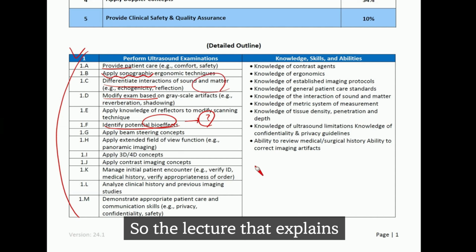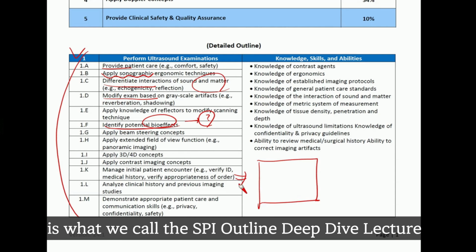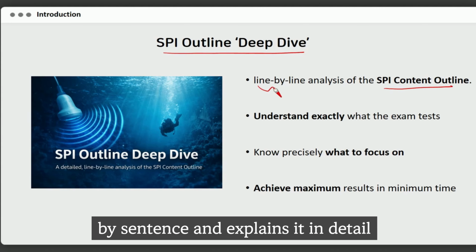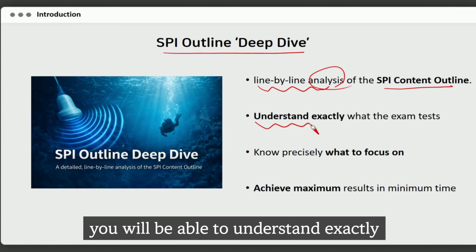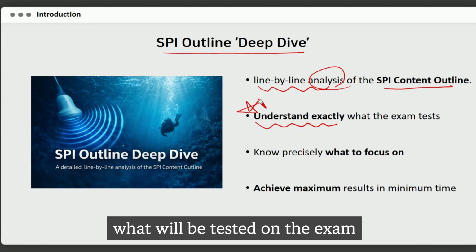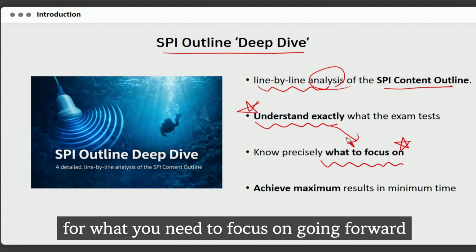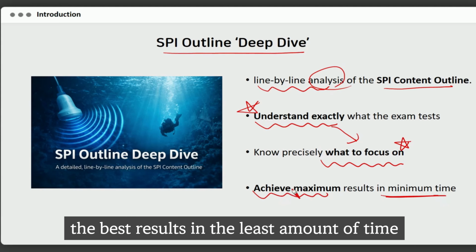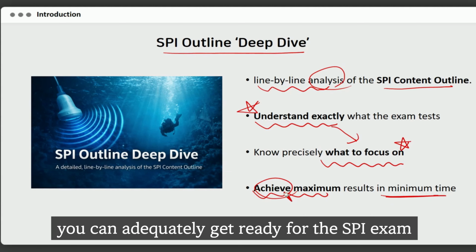So, the lecture that explains each item in detail and describes the process of how questions will actually appear is what we call the SPI Outline Deep Dive Lecture. To summarize, this lecture analyzes the SPI content outline sentence by sentence and explains it in detail. After taking this lecture, you will be able to understand exactly what will be tested on the exam. This will allow you to set up an accurate study plan for what you need to focus on going forward. In this way, you can achieve the best results in the least amount of time. Even with a short period of preparation, you can adequately get ready for the SPI exam.